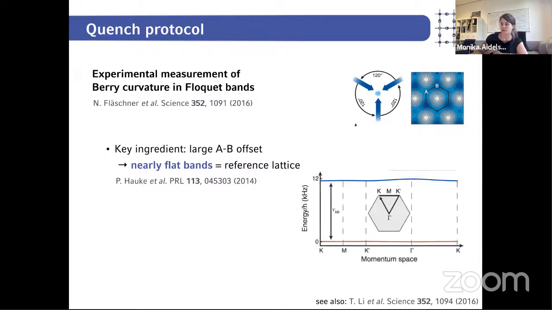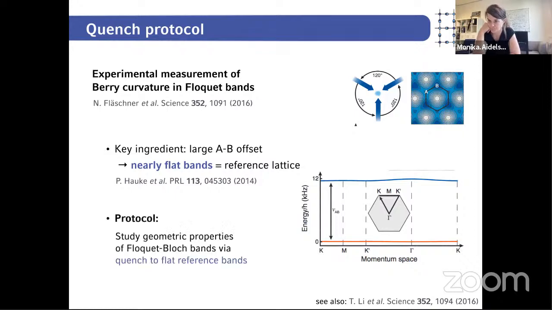And this is what you see here for one specific value, where delta AB is a little bit larger than 11 kilohertz. So you see that if you apply this very large energy offset, you have these two separate bands, which are very flat, and the energy difference is basically constant as a function of quasi-momentum. Okay, so then the idea is to study the geometric properties by projecting onto these bands.